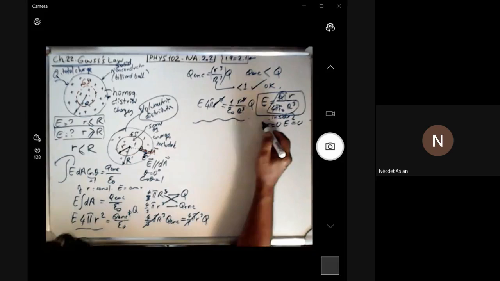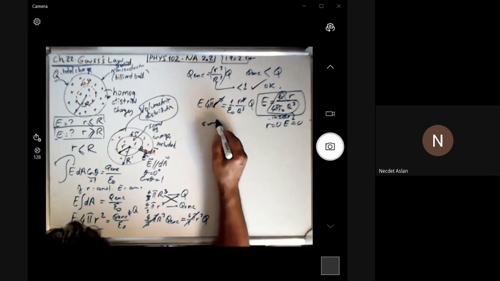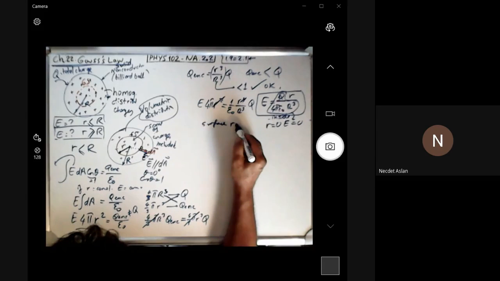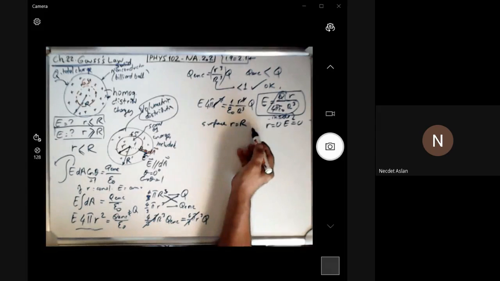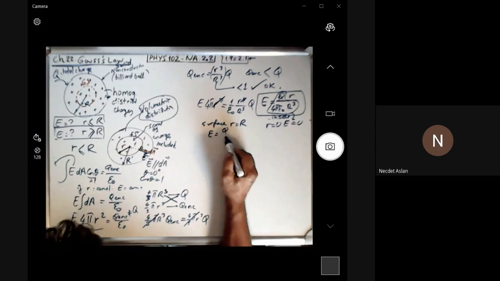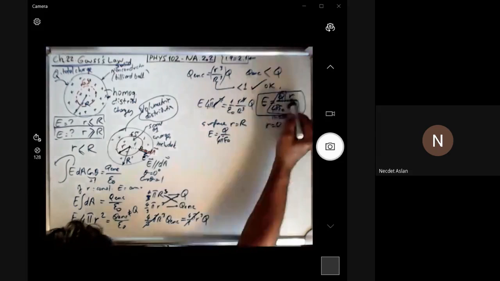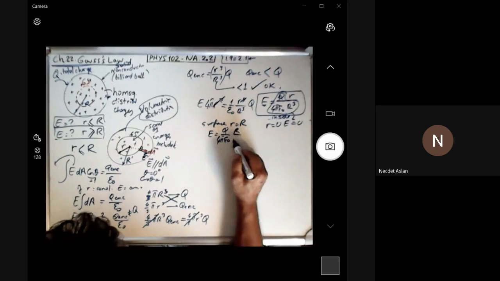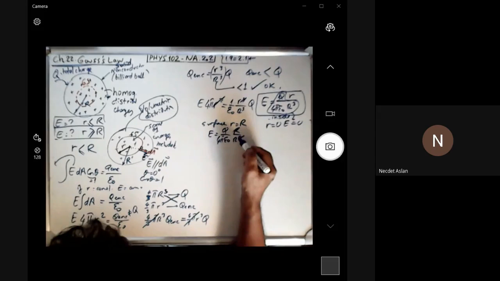But what about the surface though? What about the surface? If you insert r equals R, then it's the surface electric field. Now let's put R there. So E equals Q over 4 pi epsilon 0. Now this r over R cubed, when you cancel that, R squared.